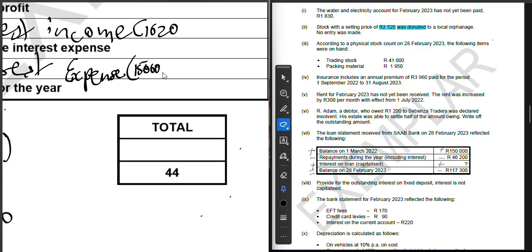So we are going to have firstly the 150,000. We are going to subtract the repayment. That's 46,200. We are also going to subtract the balance, which is going to be 117,300. Already we know what the answer is, but for now we just need to make sure that the information is written up.